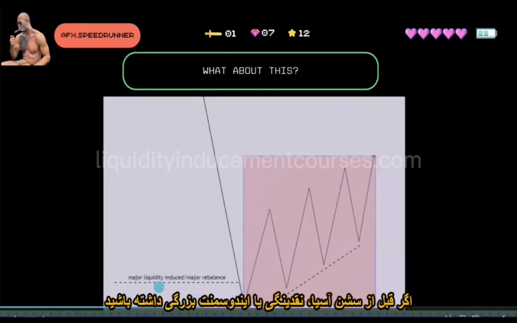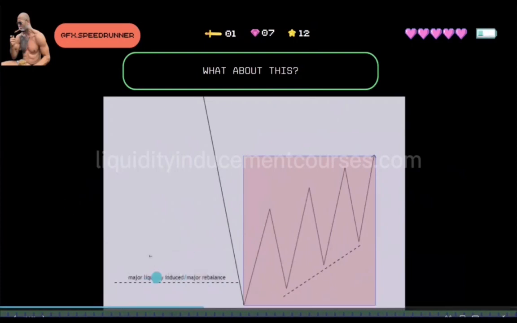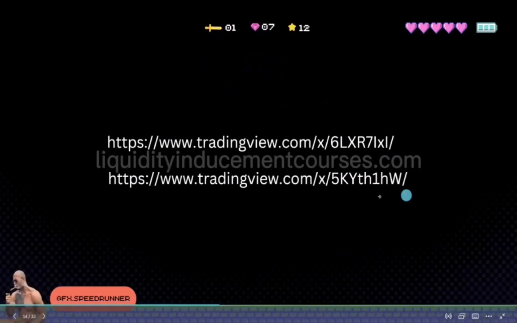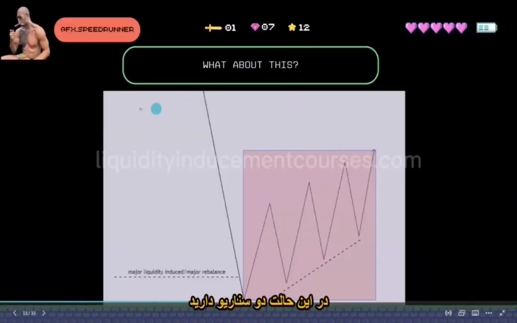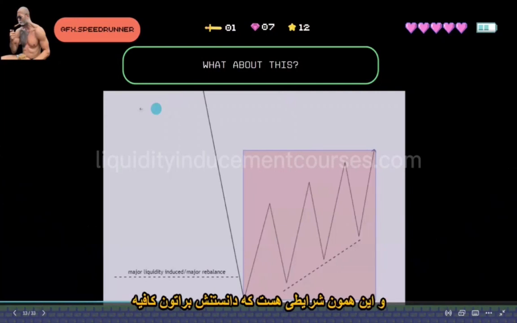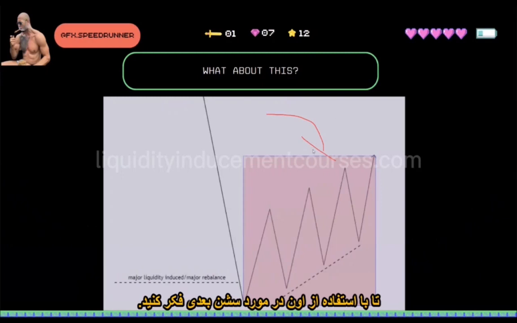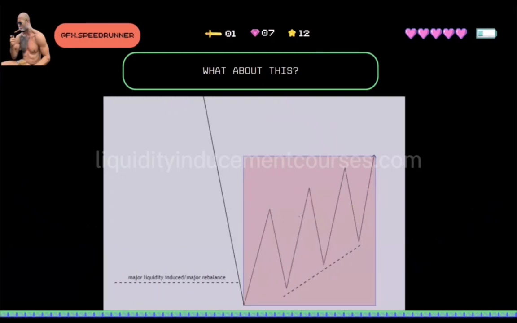If you have pre-Asian sub-liquidity, or induce something big, or rebalance something big, then you have only two scenarios, and this is one. This can be your context. This is enough for you to think about the next session.